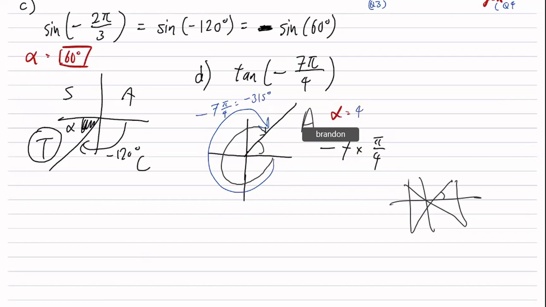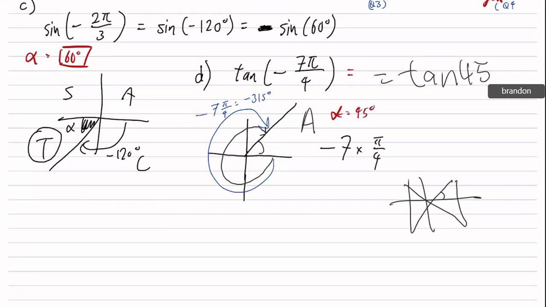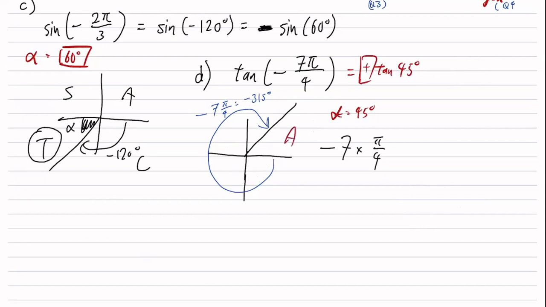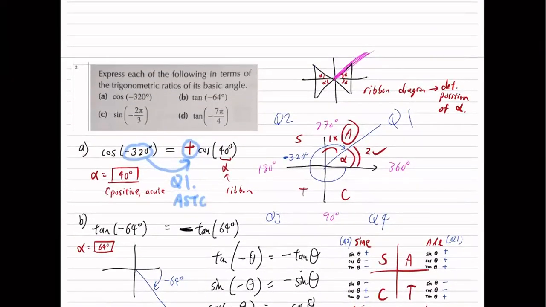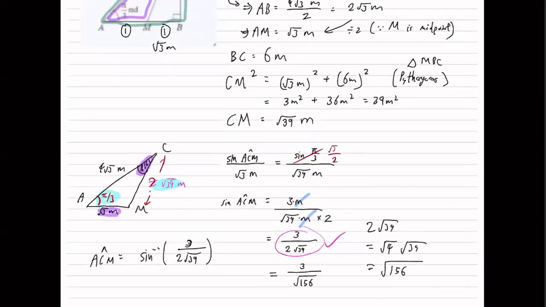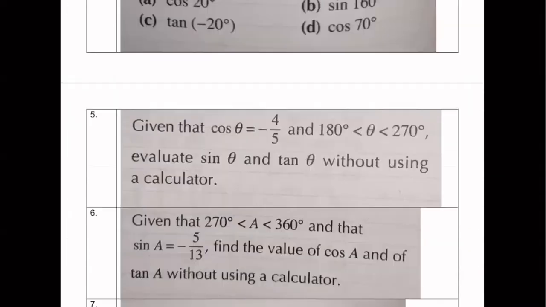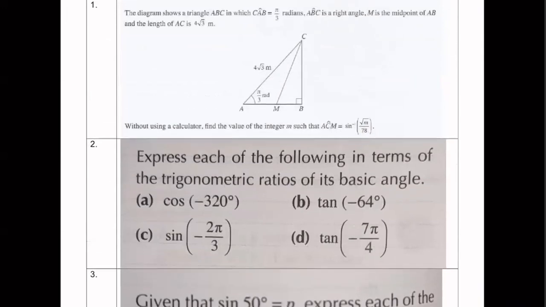Very good. Let me see. So equals positive tangent 45. Plus or minus sign in front? Plus sign, because here is A. Yes, correct. Very good. So you understand the idea behind ASTC and the angle already, right? By now. Okay, let's just continue practicing because it's quite important. Application questions. Let's go.